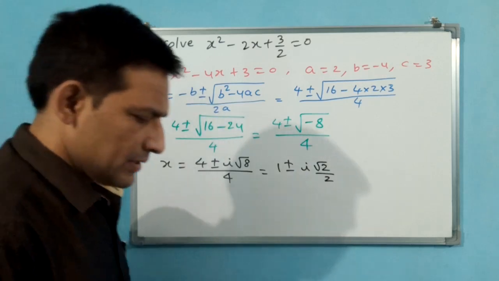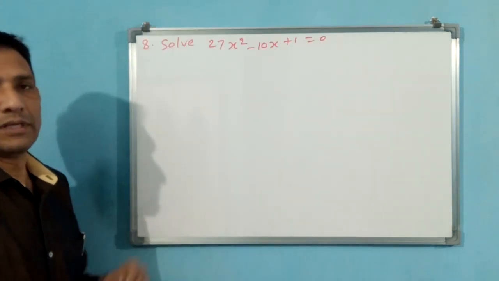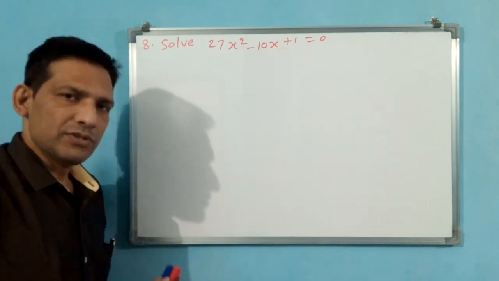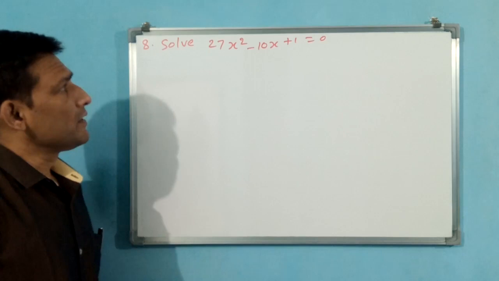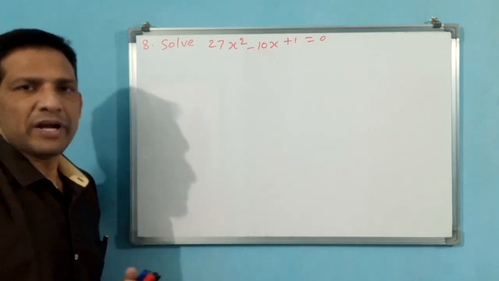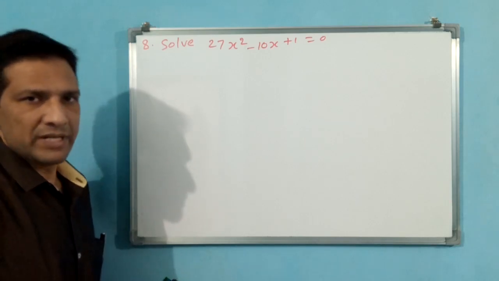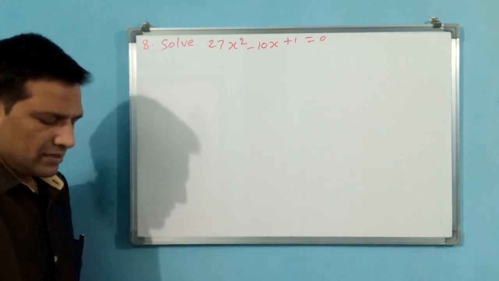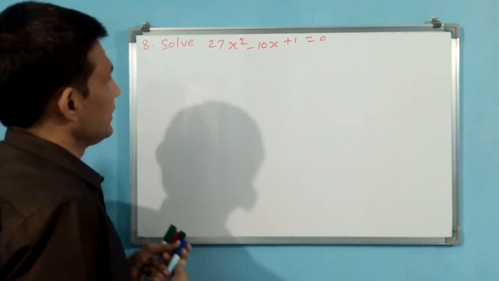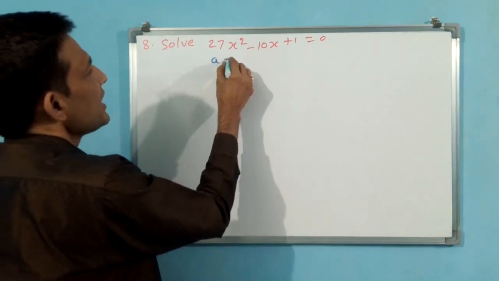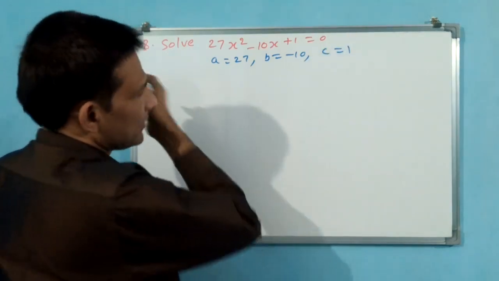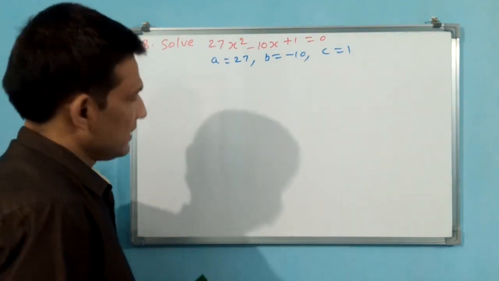Let us go for the 8th question. See the question. Solve 27x square minus 10x plus 1 is equal to 0. Here there is no complex denominator. You can straight away take it, but you have to first write ABC. Write ABC, then we go for the remaining calculation. Now A is equal to 27, B is equal to minus 10, C is equal to 1. Is it okay?